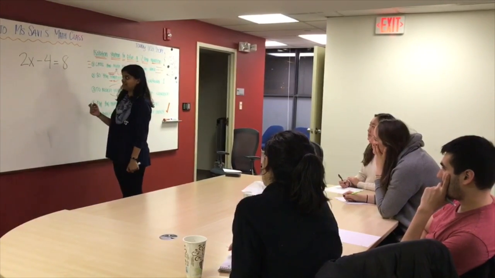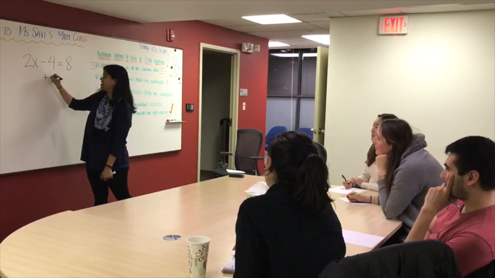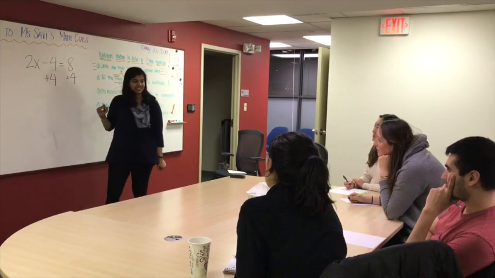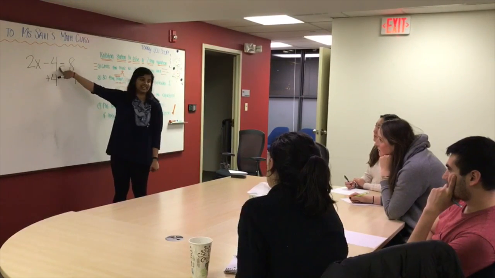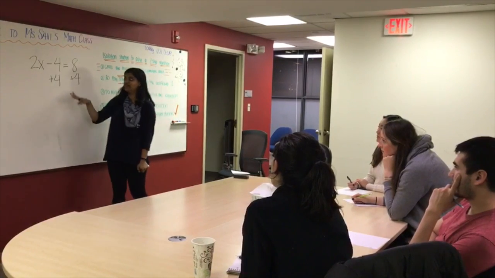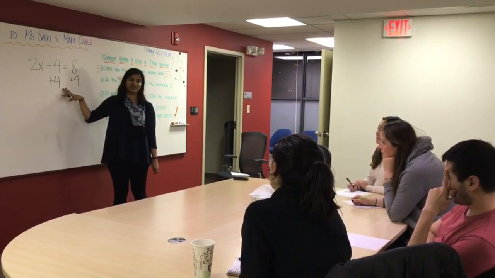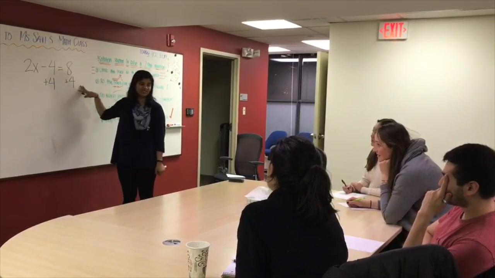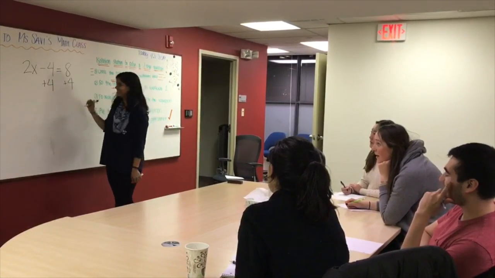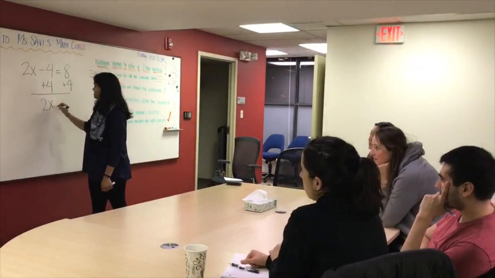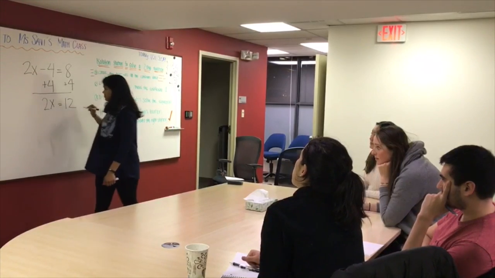So the way we're first going to solve this is we're going to try and move the constants to the same side. And to do that, we're going to make this side 0 and add it to this side. So if we do 4 minus 4, what do we get? 0. And we do 8 plus 4, what do we get? 12. Amazing. So now we're left with 2x equals 12.